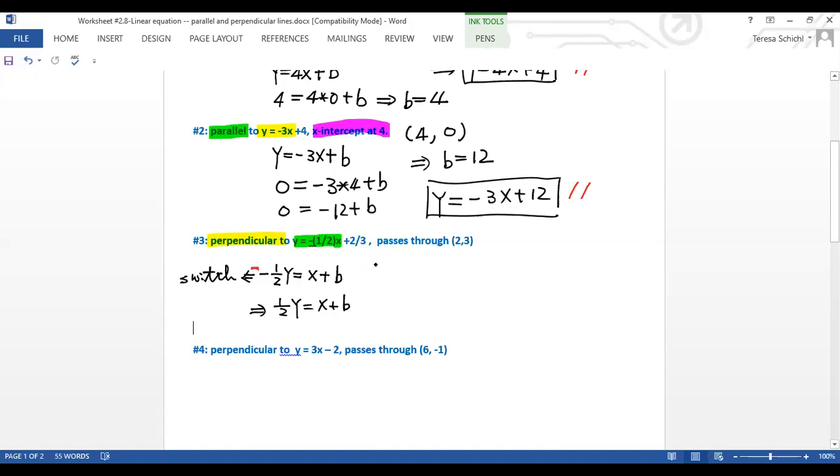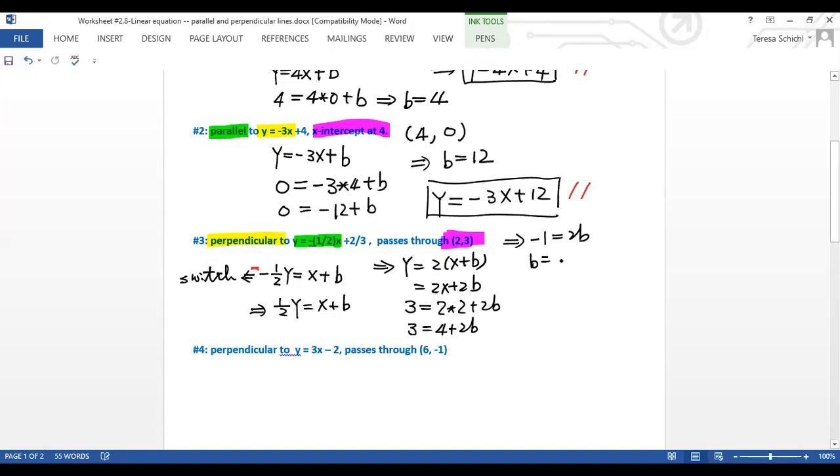So you can say, okay, I can do times 1/2 both sides, times 2 both sides. So I will have y equal to 2x plus 2b, right? So I times 2 on both sides. Now, what is the given point? It is (2, 3). So I substitute y equal to 3 is equal to 2 times 2 plus 2b. So 3 is equal to 4 plus 2b. All right, so you minus 4, so it's negative 1 equal to 2b.